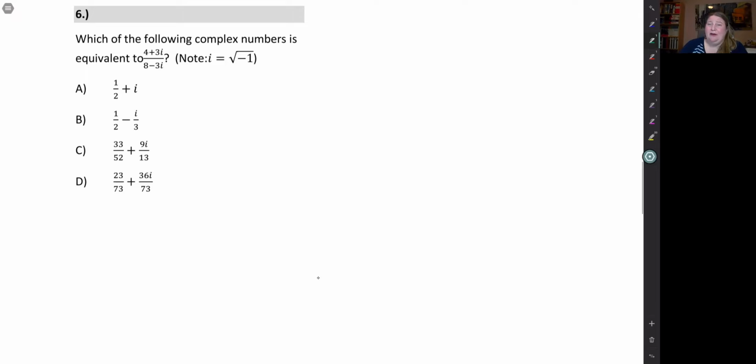We're going to do something called rationalize the denominator, and we're going to rationalize using a complex conjugate. So let me show you all the steps, how we're going to do this. I don't think there's much of a shortcut to this one. I think you just have to work through the math.